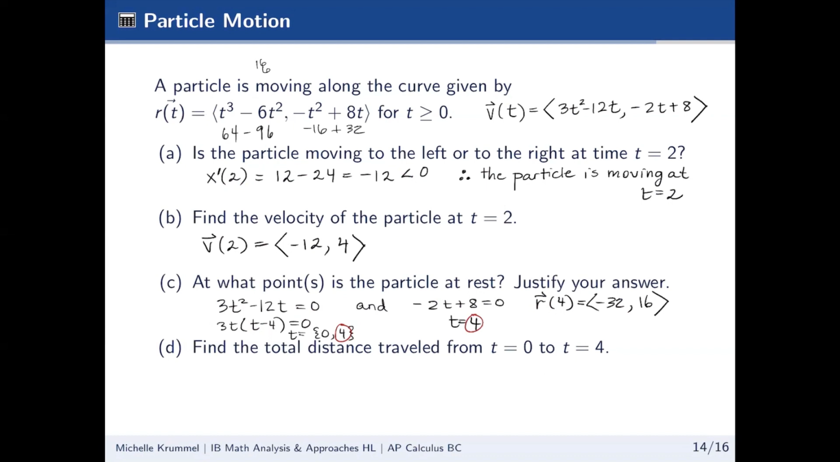Okay, and still, this is the position vector. It's asking us at what point. So we would write our point as a point with coordinates negative 32, 16 for our final answer there.